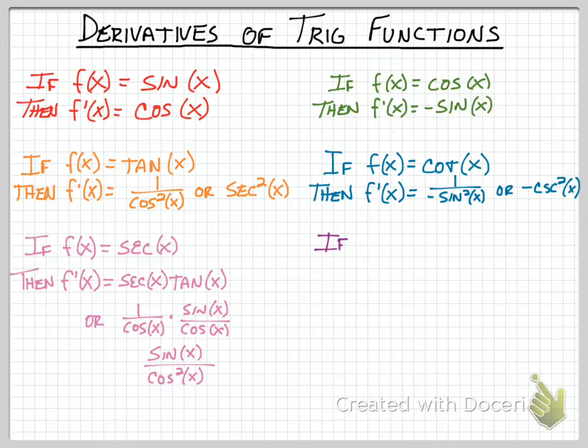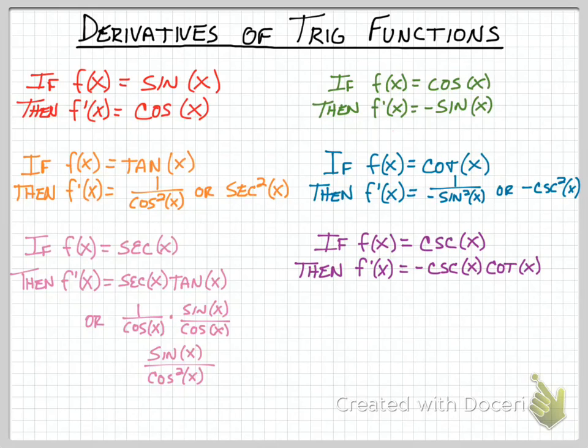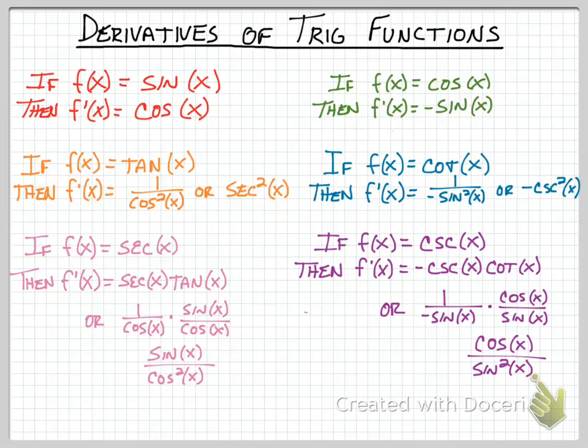And finally, if our function equals cosecant of x, then the derivative is negative cosecant x times cotangent x. Just like with the derivative of secant x, we can rewrite this as 1 over negative sine x times cosine x over sine x, and when we combine those terms we have cosine x over sine squared x.